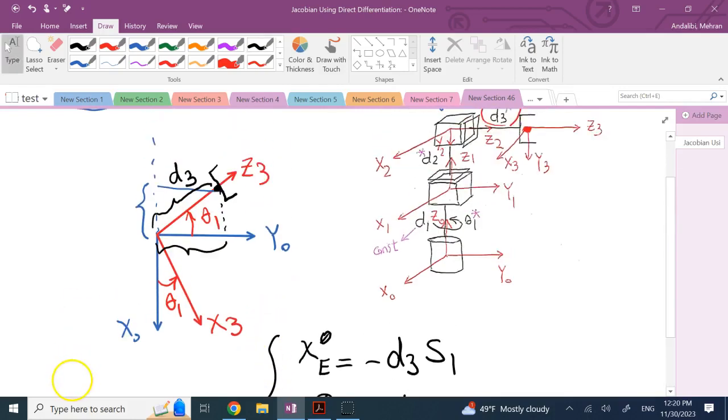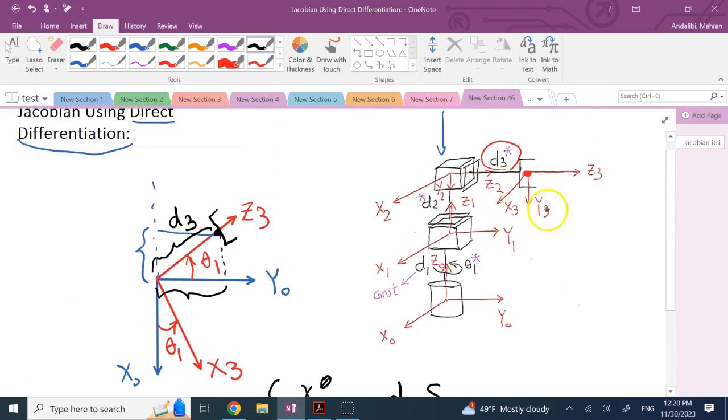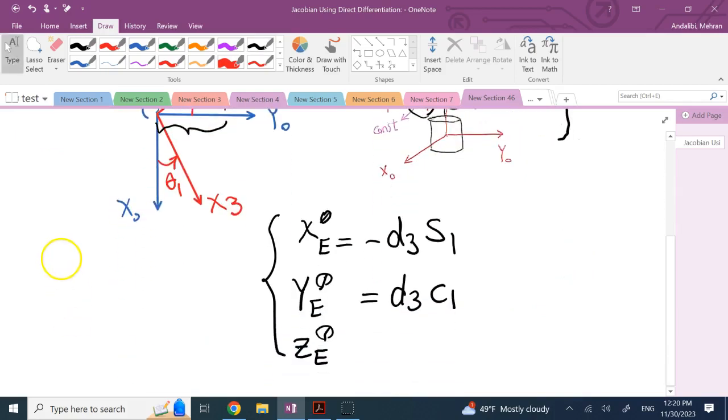And what is that? Well, for that you can just look at this side view here. You see that the z, because this is your z0 axis, the z is this entire offset, which is simply d1 plus d2, right? So it is going to be d1 plus d2. So the position components of the end effector in base are all determined based on my joint variables, d1, d2, d3, and theta 1.